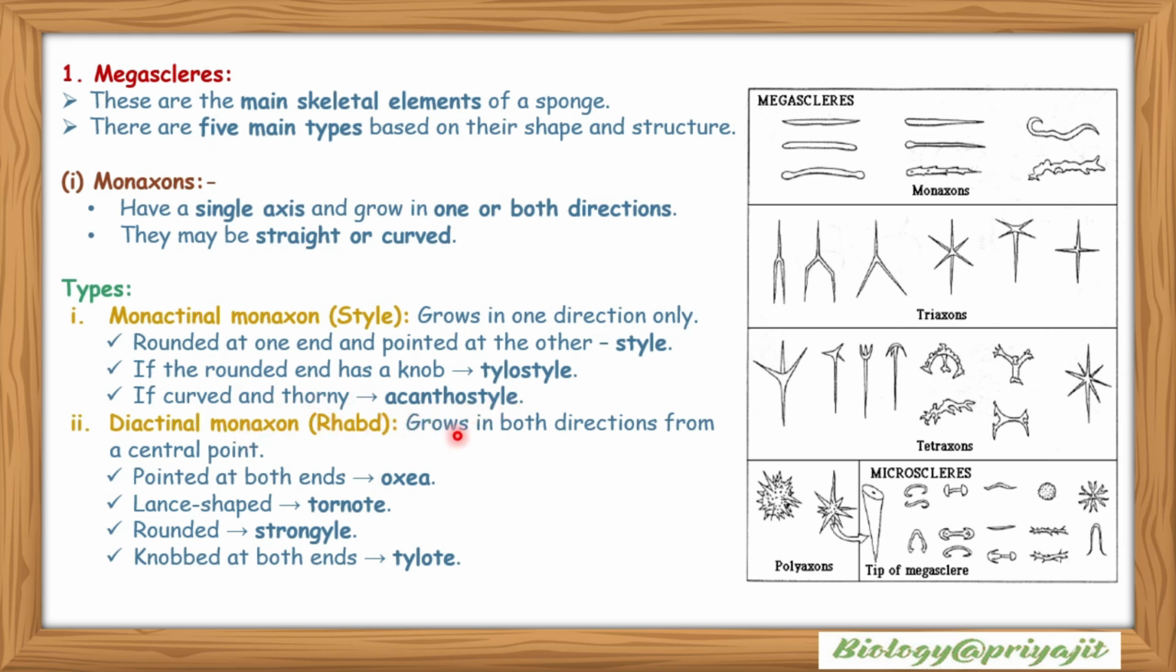Diactinal monaxons grow in both directions from a central point. If pointed at both ends, they are known as oxea. If it is lens shaped, it is known as tornote. If it is rounded, it is called a strongyle. If it is knobbed at both ends, then it is known as a tylote.